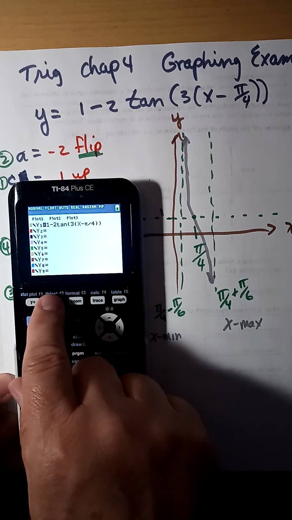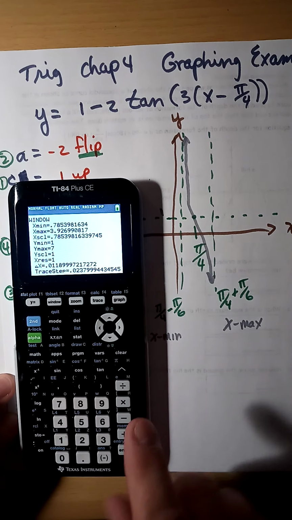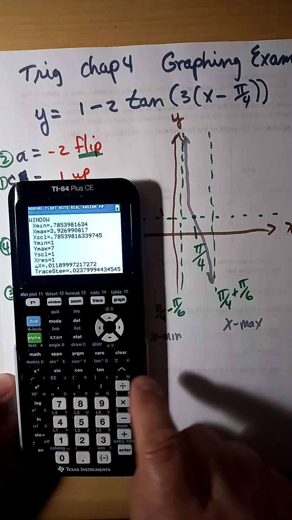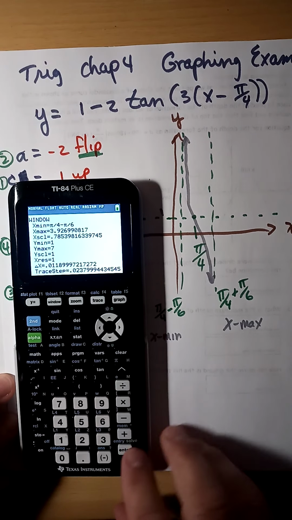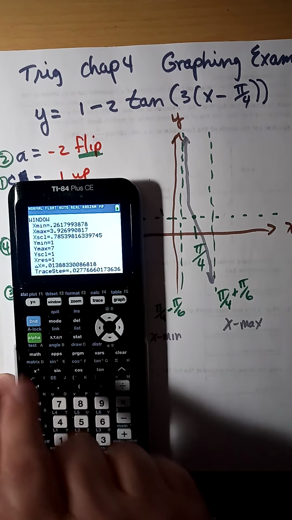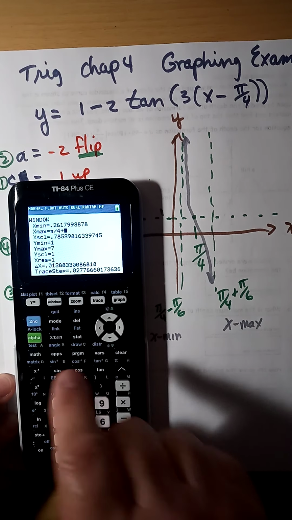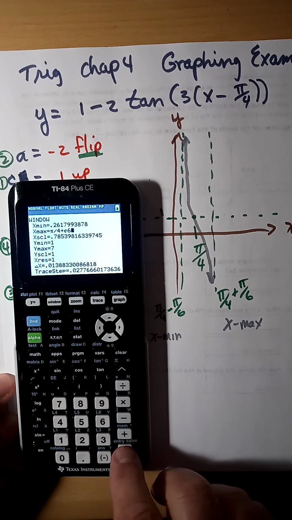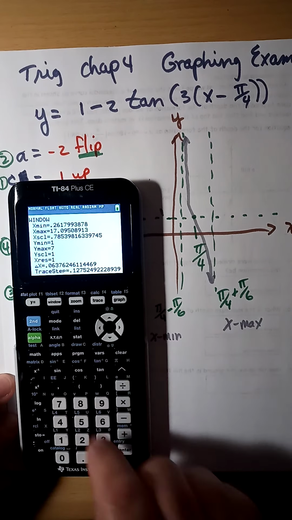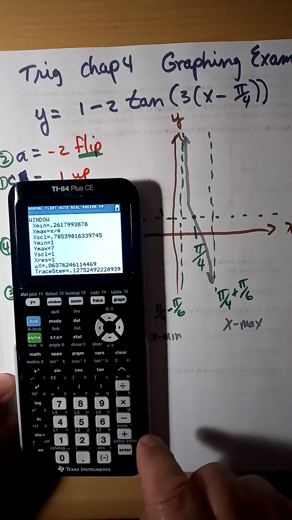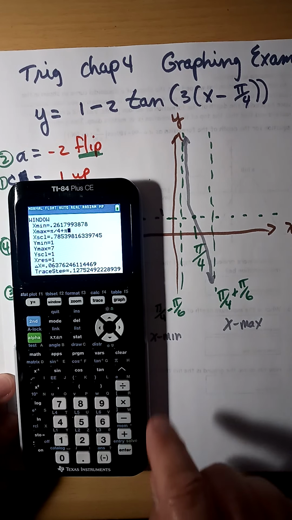Now we make our window. Now this pi over 4 minus pi over 6, you can even put it in that way. Pi divided by 4 minus pi divided by 6. And that's the x min. You can put in the pi divided by 4 plus the pi divided by 6. And that'll give you the x max. Oh, that was wrong. Let's try that again. Pi divided by 4 plus the pi, not the e, divided by 6.